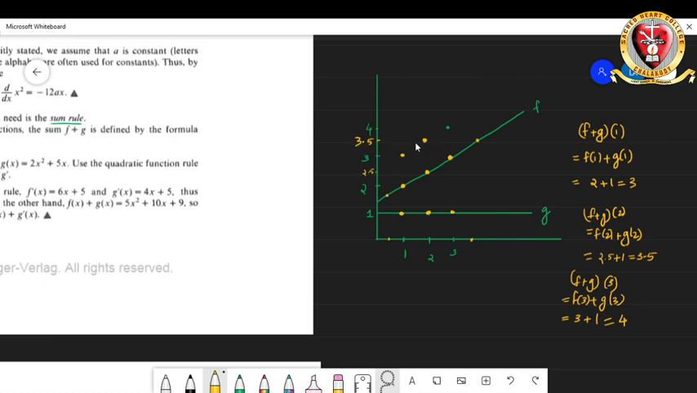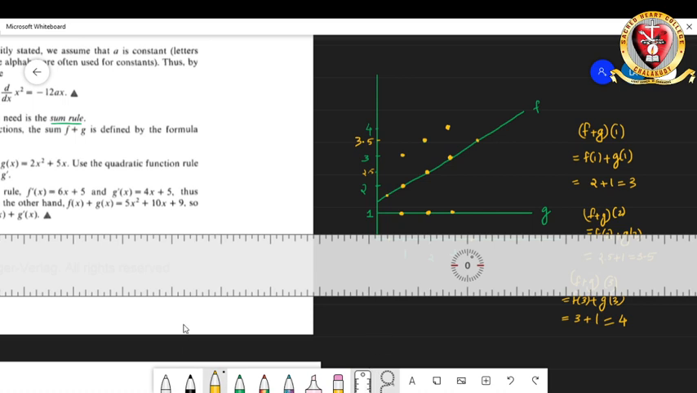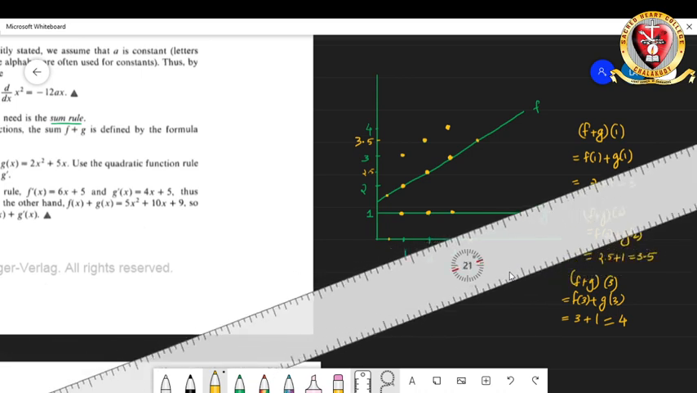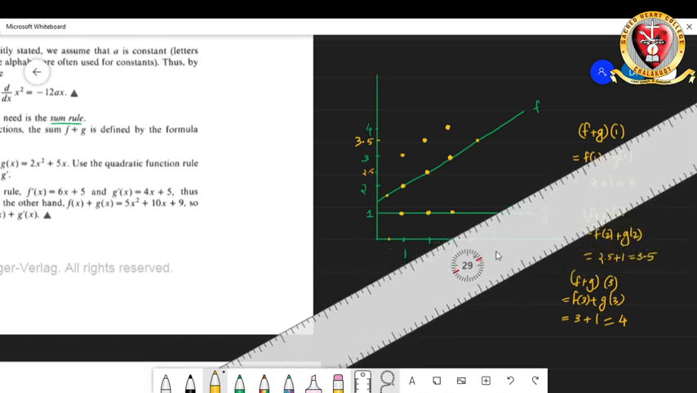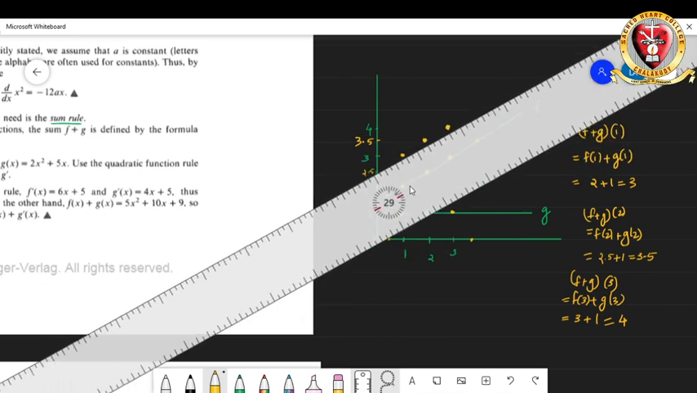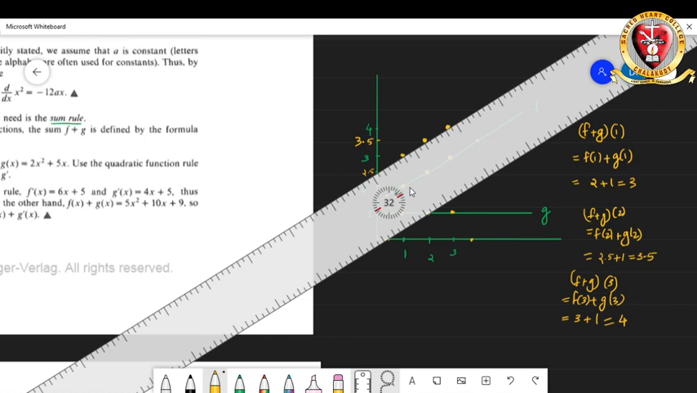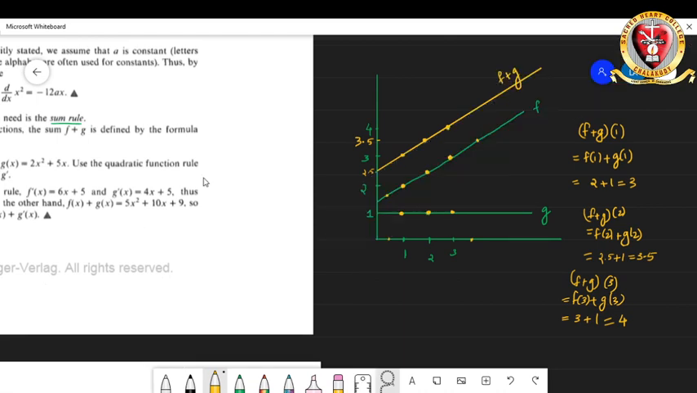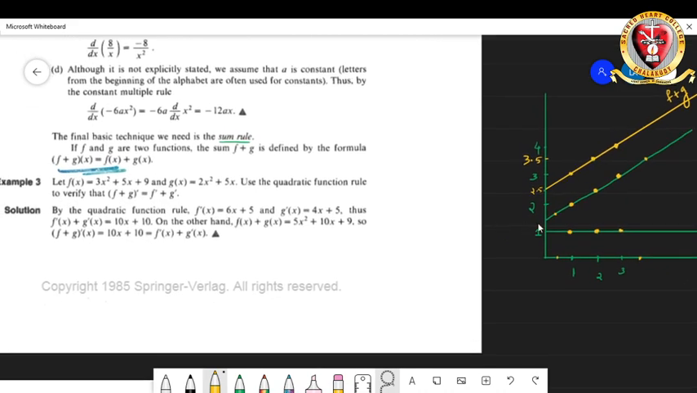Okay, so this is 3.5 and then 3 will have correspondingly the point 4. So we can draw the graph of f plus g here along those points. So we get the new function. This will be f plus g. So that's what the sum rule says.